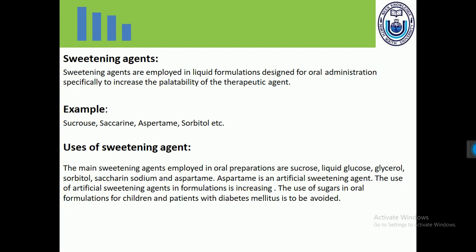increasing because the use of sugar in oral formulations for children and patients with diabetes mellitus is to be avoided. For example, if you are going to manufacture a product that contains sugar, it cannot be given to a diabetic person, a person who has diabetes, so it should be avoided in that condition. Especially the use of sugar in oral formulations for children and patients with diabetes mellitus must be avoided.